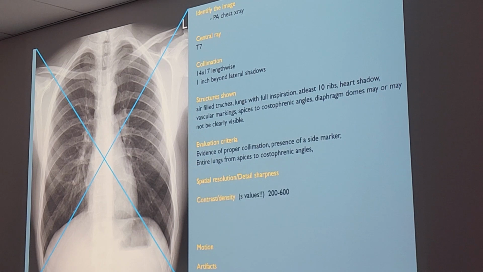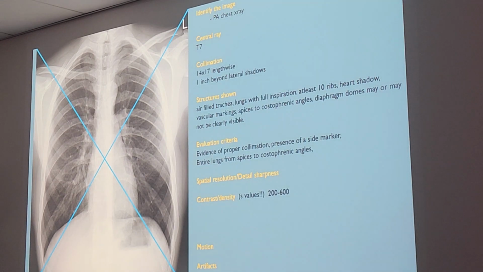Evidence of proper collimation. For example, if you were up here doing your presentation, how would you defend that this image has proper collimation? There's no more than an inch on both sides, and no more than 2 inches above the area of interest. Perfect. That's it. Evidence of a side marker. It's going to be clearly evident with your initials. And then S values, 200 to 600. Who said it? You said it? Good job.